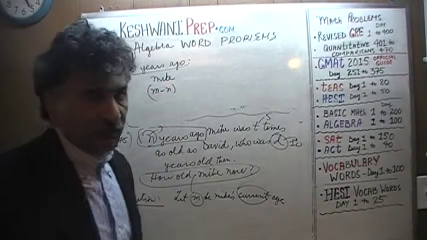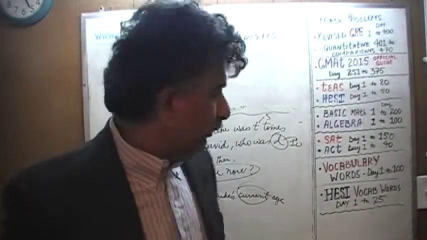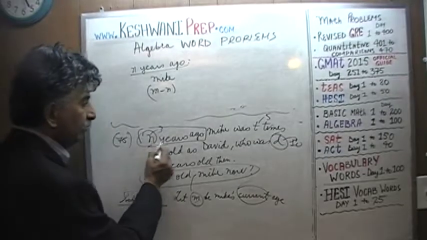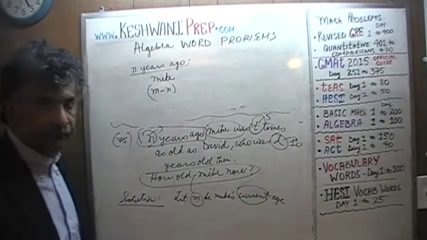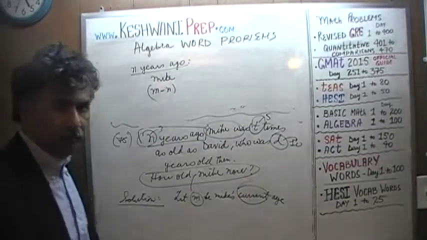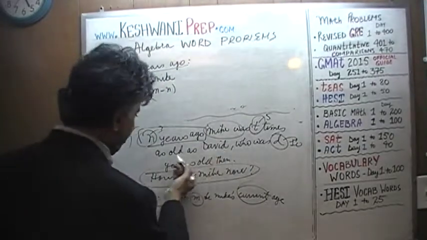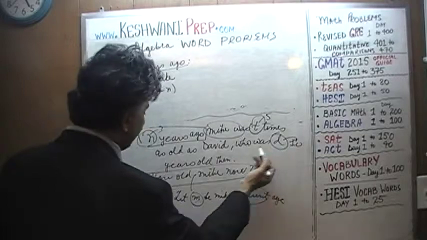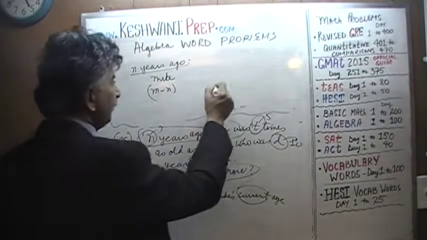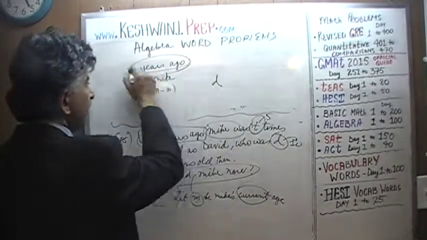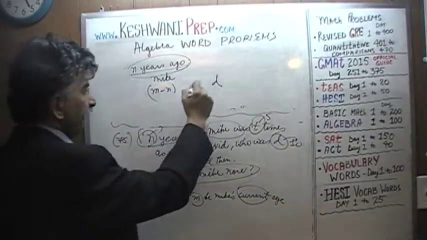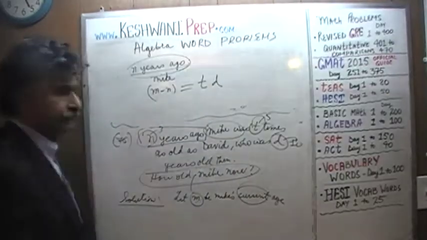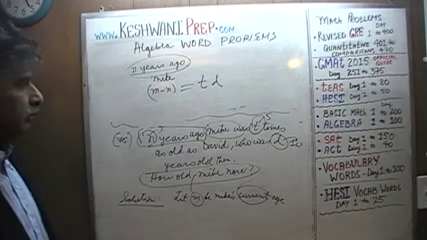And what do we know at that point? It tells us that n years ago, he happened to be t times as old as David. And David was D years old. It says here, as old as David, who was D years old then. So David was D years old then, because this is the story n years ago, and Mike at that time was t times that value. There you go. That's it.